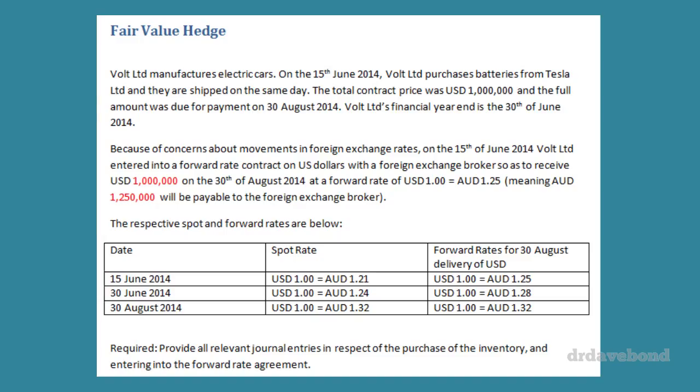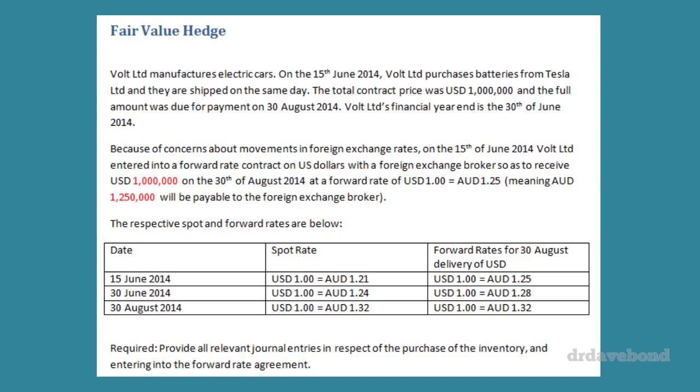So there has been a movement in the forward rates. And then that forward rate has changed again, and theoretically it should end up being the same as the spot rate. That is the rate on the 30th of August for a spot delivery, at the 30th of August, which is the same date. So that's the forward rate for delivery on the 30th of August, but it is the 30th of August, so that should ultimately work down to be the same as the spot rate at that time.